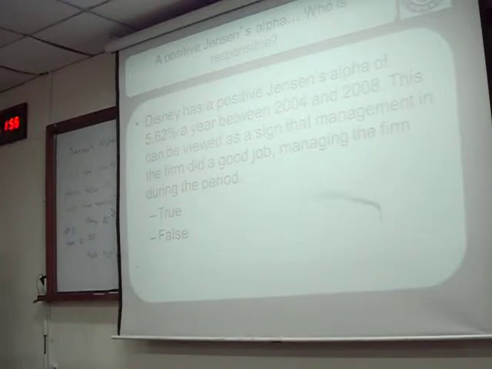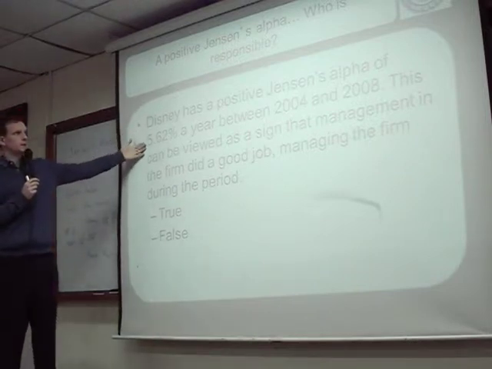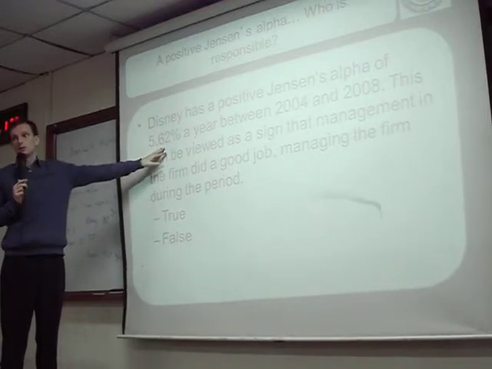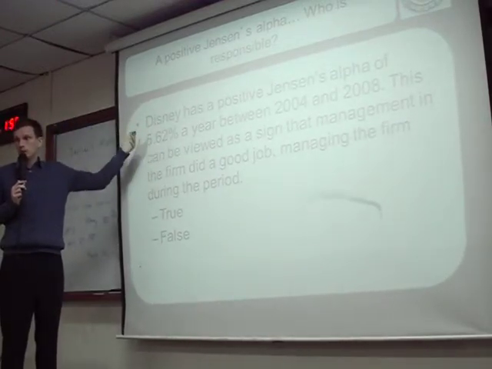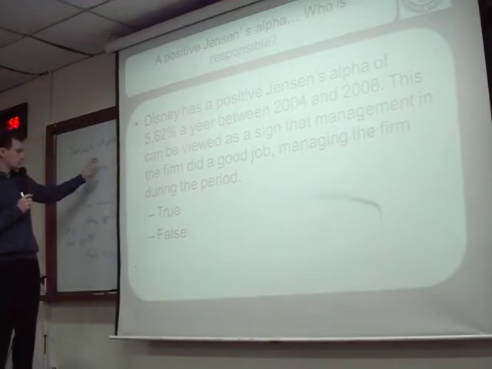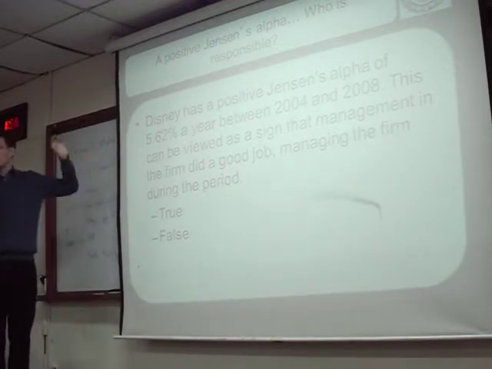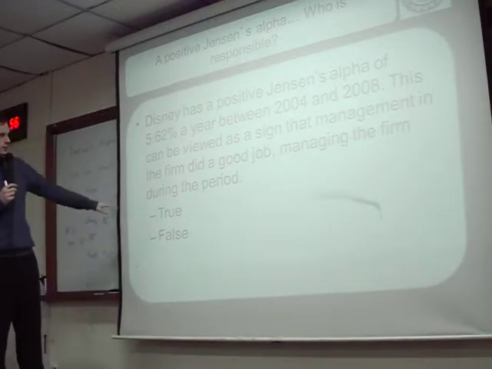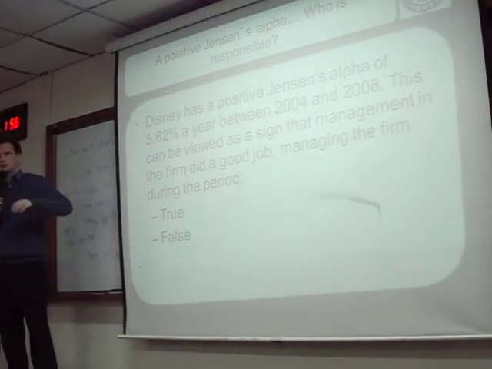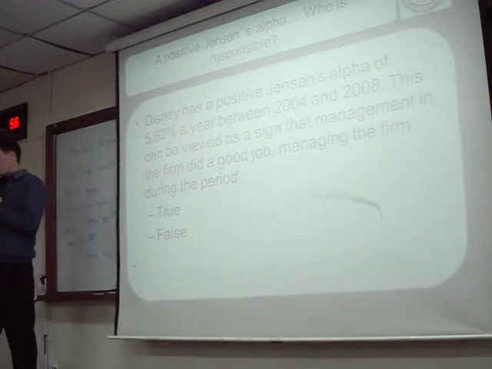So Disney, between 2004 and 2008, has a positive Jensen's alpha of 5.62% a year. So Disney stock was performing better than we thought. The average was not 8%, it was 13% or 14% over 2004 to 2008. So what do you think? Is this a sign that the management is doing a good job?